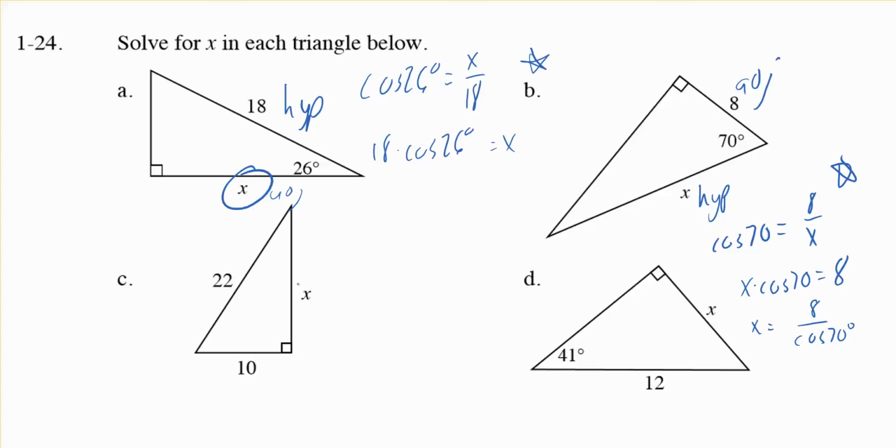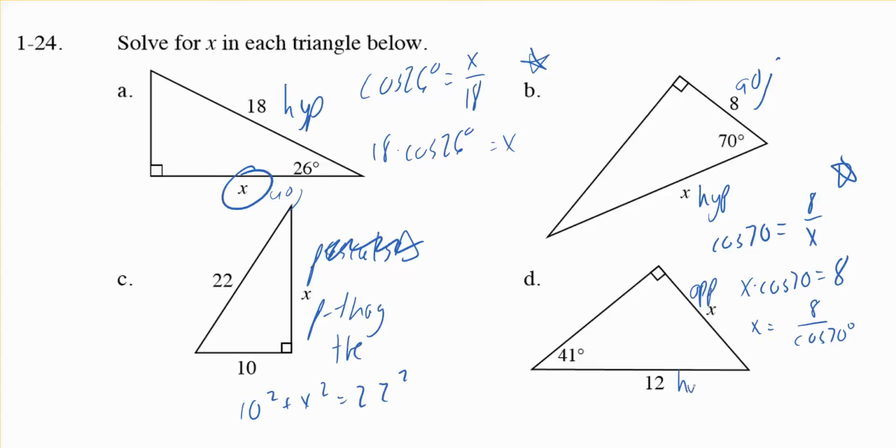What would be a good function to use here? I have two sides, I want the third side, so I should just be using the Pythagorean theorem. And that would be 10 squared plus x squared equals 22 squared. Subtract over, take the square root. Good to go.